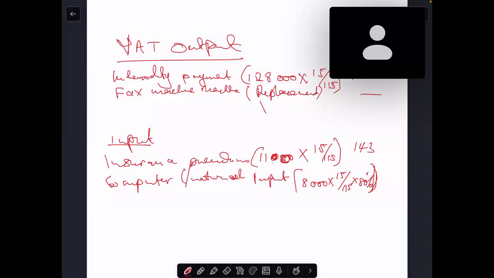The extent of making taxable supplies is 80%. Why? It is used 80% for business purposes, 20% for private purposes. We cannot claim input VAT on the 20%, which is not for the business. We'll be robbing SARS. Right, how much are you getting here, good people? 8,000 times 15 over 115 times 80%.